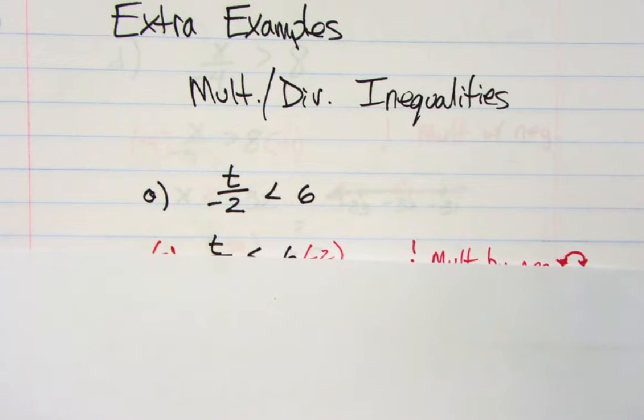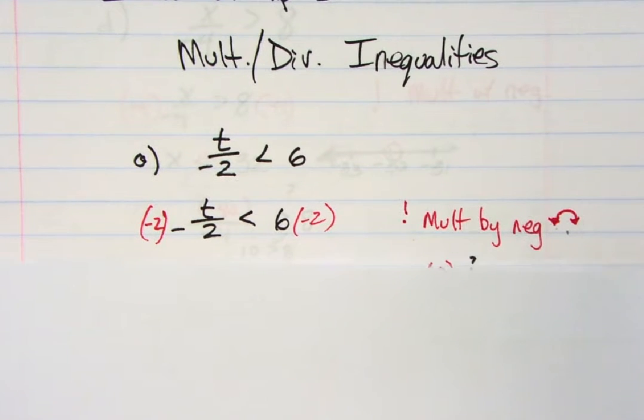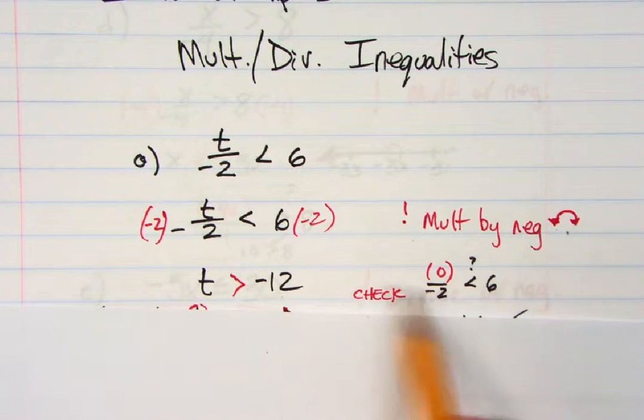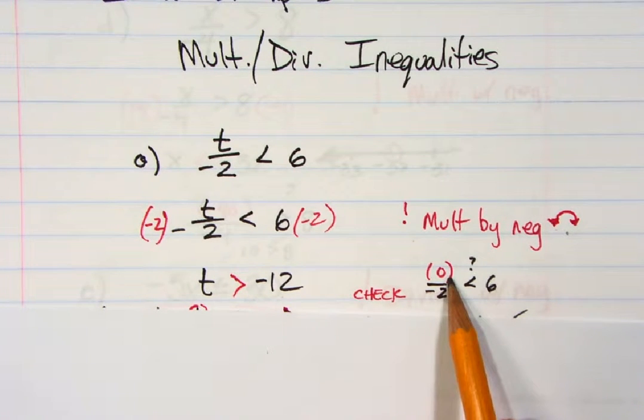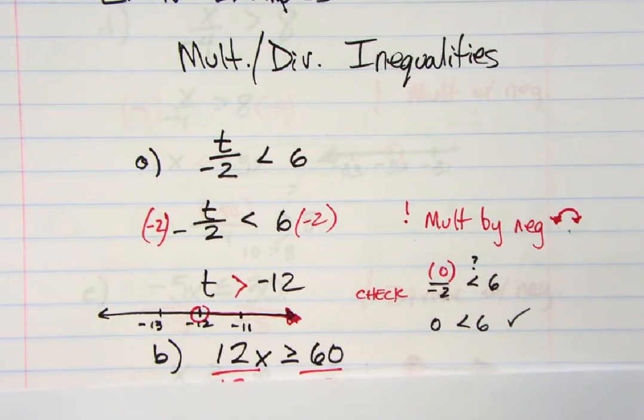Okay, so I would have multiplied both sides by -2. The fact that I'm multiplying by a negative tells me I have to switch the direction of my inequality. So in this case, it should be t is greater than -12. I can choose any number bigger than -12, so I just choose 0. 0 is bigger than anything negative. And if I divide that by -2, that should be less than 6, and it is. And so that's my answer.